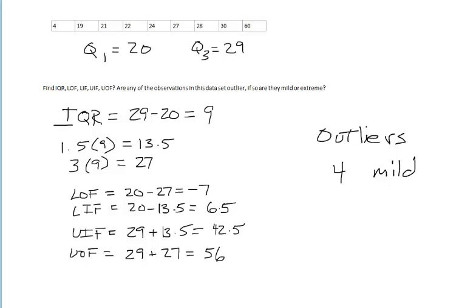And then 60 is greater than our upper outer fence. So because it's more than 3 times the IQR, we're going to call that an extreme outlier. So 60 was extreme. And that's it for IQR and the IQR rule.